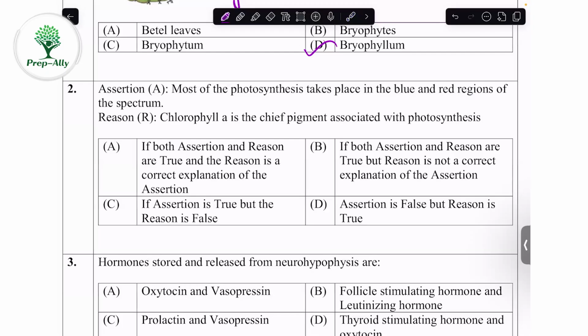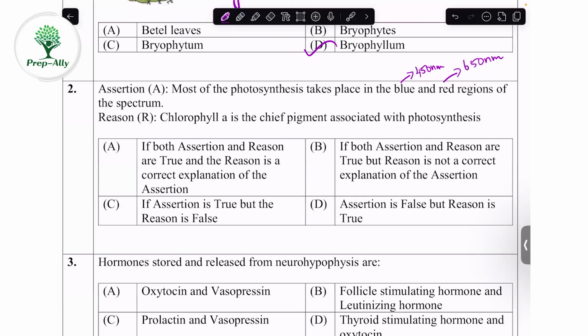So in this case, the blue region has a wavelength around 450 nanometer, and the red region has a wavelength around 650 nanometer. If you take blue light, it has a very short wavelength but very high energy. If you take the red region, it has a long wavelength, but its energy is less. So the rate of photosynthesis is higher in the blue and red region of the spectrum.